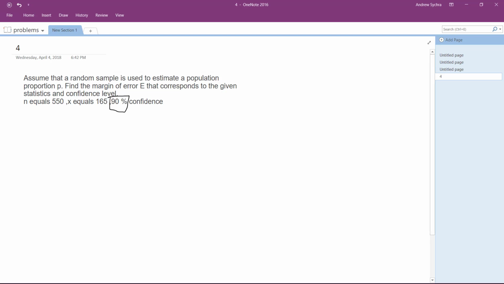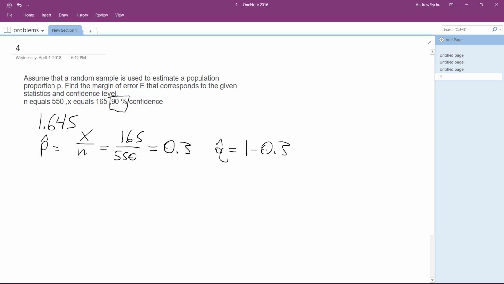A 90% confidence interval corresponds to the number 1.645 if you look it up on a Z table. So we need our p-hat, which is going to be equal to x over n, and we're going to get 165 over 550, which ends up being 0.3. Sorry, this should be a p prime or p-hat, and then our q-hat is going to be equal to 1 minus 0.3. So we're going to use this equation.